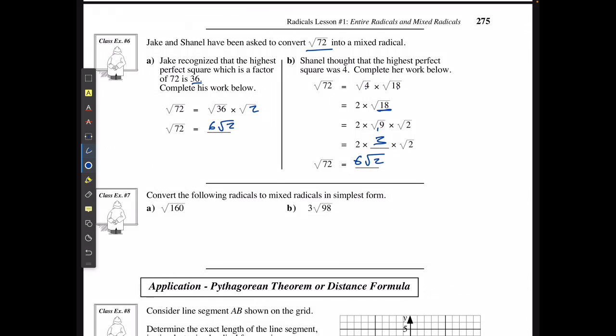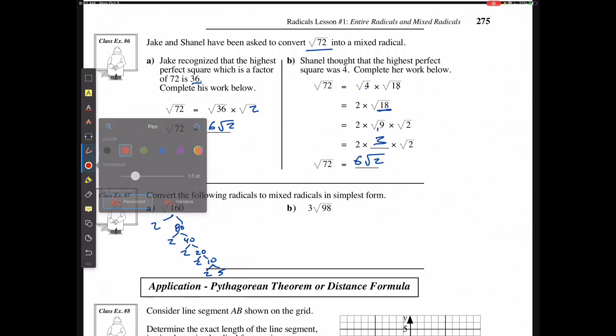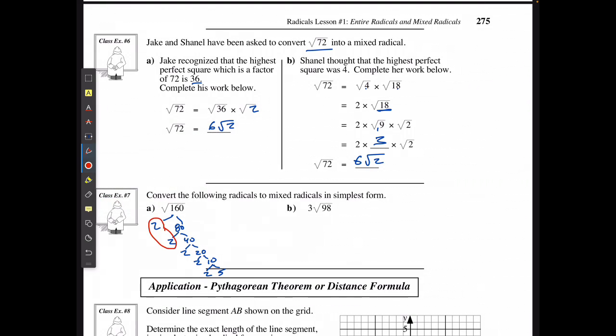Same thing here. If I'm converting the following into mixed radicals in simplest form, I'm going to take that 160, and I'm going to say that's going to be the same as 2 and 80, 2 and 40, 2 and 20, 2 and 10, and 2 and 5. I'm looking for pairs of the same numbers. So I got a 2, I got a 2. The ones that don't have pairs are the 2 and 5, which have to stay inside the radical.